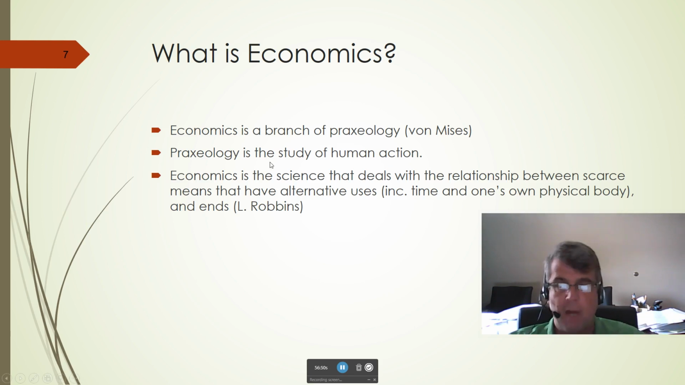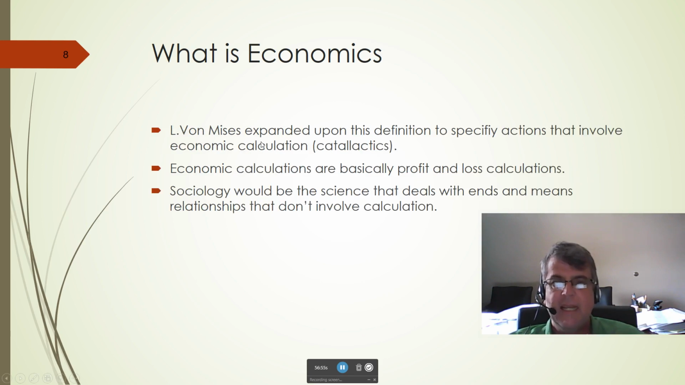So that's what Robbins says. A man named Ludwig von Mises expands upon this. He says that economists don't evaluate all ends and means relationships, but that we involve those ends and means relationships that involve economic calculation, or what Mises calls catalactics. That is where we can attach a money value to the means or the costs, established costs, and compare them to the benefits or revenues of an action.